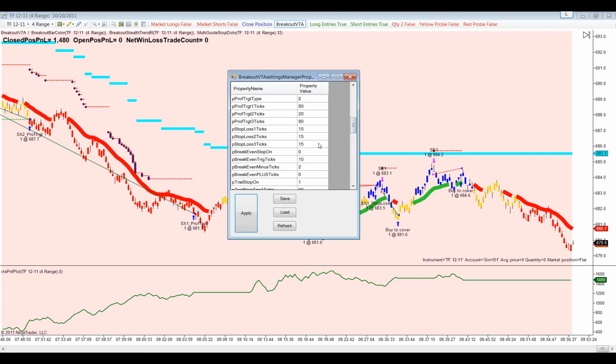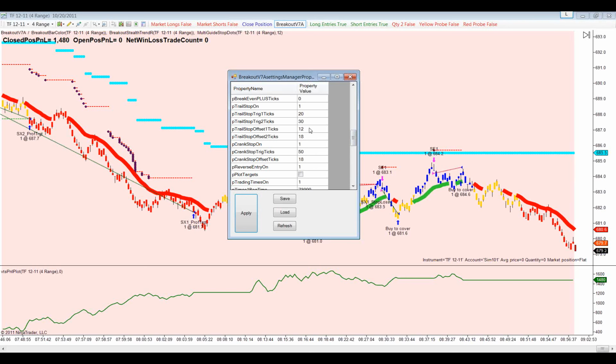Your break even is off, and if you're trying to go for bigger runners, you want to loosen up your triggers a little bit here, 20 and 30, 12 and 18. Your crank stop, you don't want to get taken out too fast, so this crank stop is just loosened up. You always want to have your crank stop bigger than your second trigger. You never want to have them the same, so we'll go 20, 30, and then 50. Okay, and that's the settings.